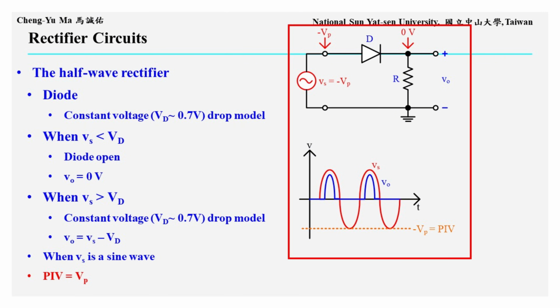In this half-wave rectifier, during the negative half cycle of Vs, the diode is reverse biased. The cathode is at 0 volts and the anode is at Vs. When Vs reaches negative Vp, the magnitude of the reverse voltage across the diode is Vp. Therefore, the PIV equals Vp. In rectifier design, the diode breakdown voltage VBD is preferably at least 50% higher than the required PIV.